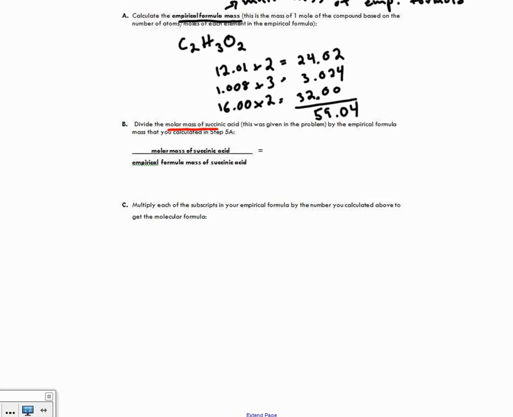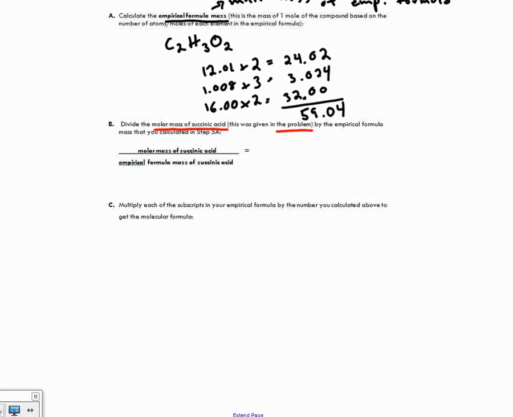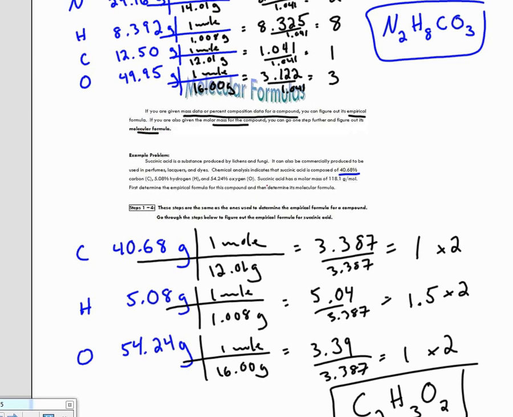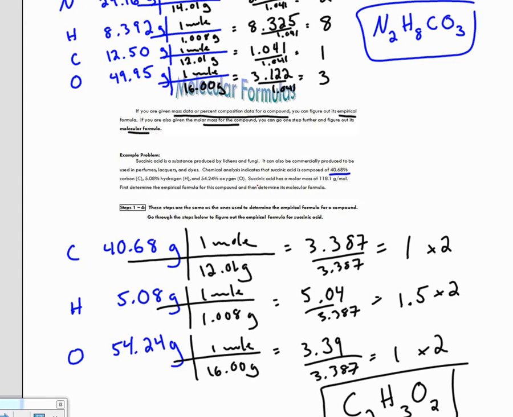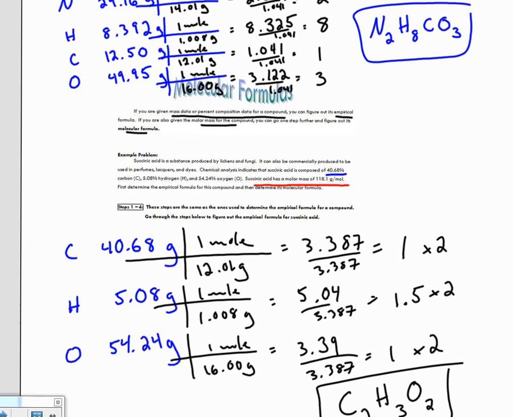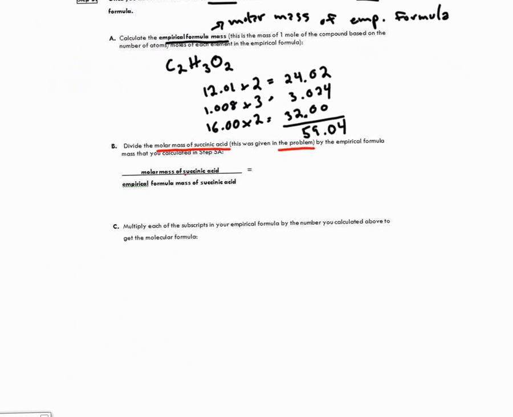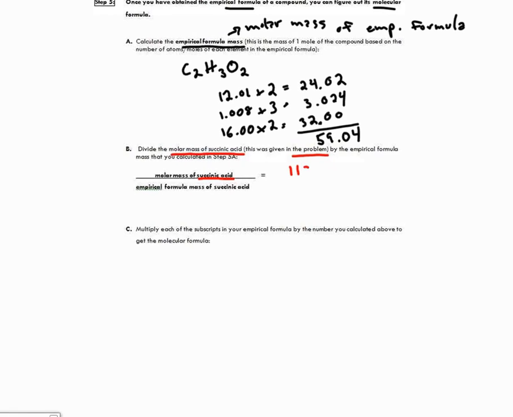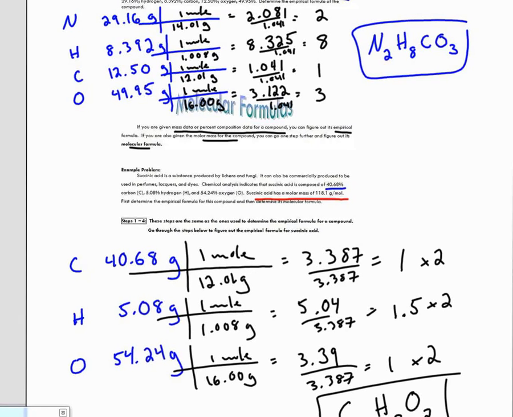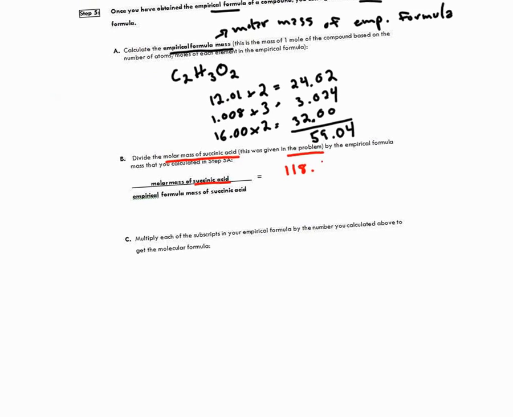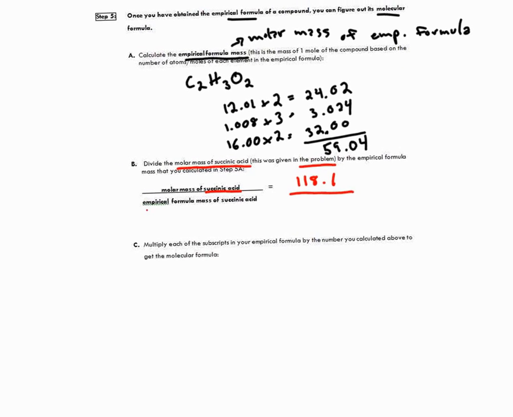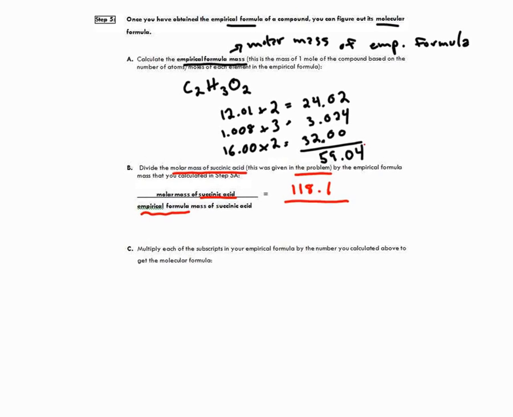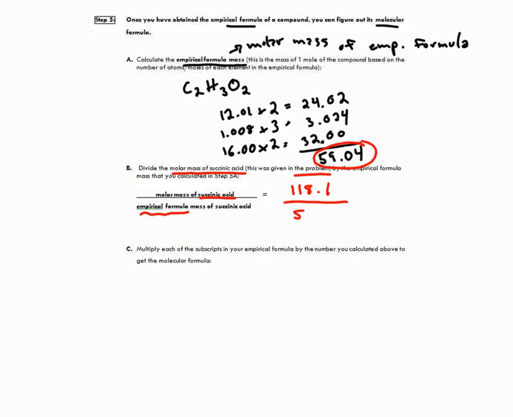Divide the molar mass of succinic acid. I was given this in the problem. Let's go find it. Let's read the problem here. Here it is. Succinic acid has a molar mass of 118.1. So how will that be handy? Well, I take the molar mass of succinic acid, the real one, 118.1, and divide it by that empirical formula mass, that thing we figured out right up there, 59.04.